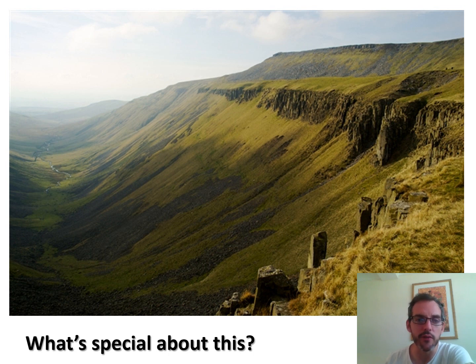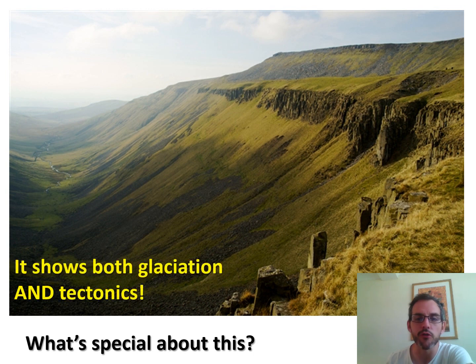I'd like you to look at this amazing picture, this beautiful photo of the Pennines, and I just want you to think about what is special about this photo. Pause the video, have a think. It shows both glaciation and tectonics. So you can see here, guys, that you have both a U-shaped valley as well as faults. So we've got both of these processes going on in this picture.